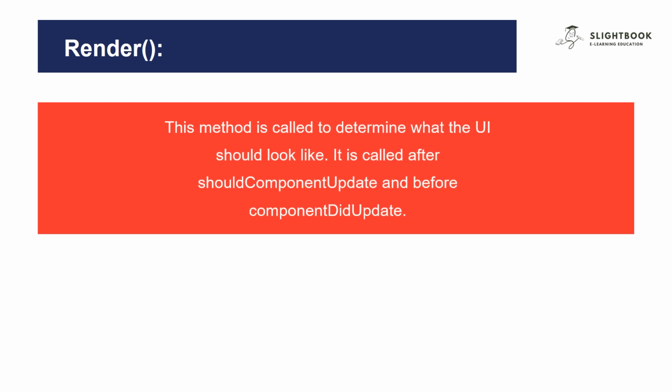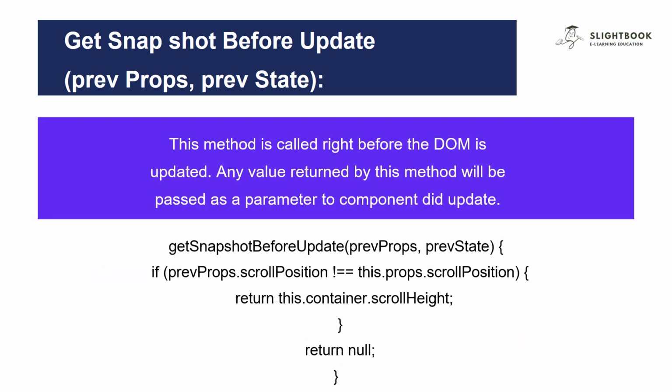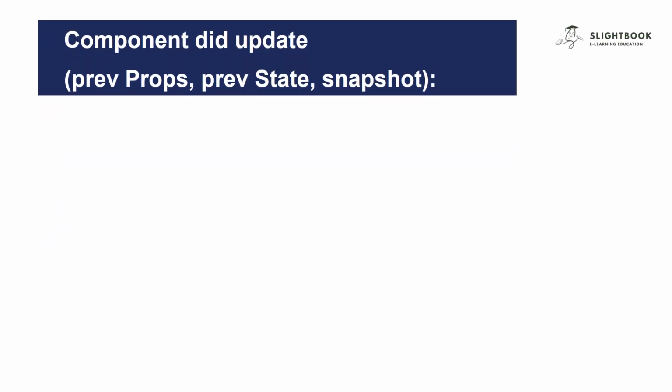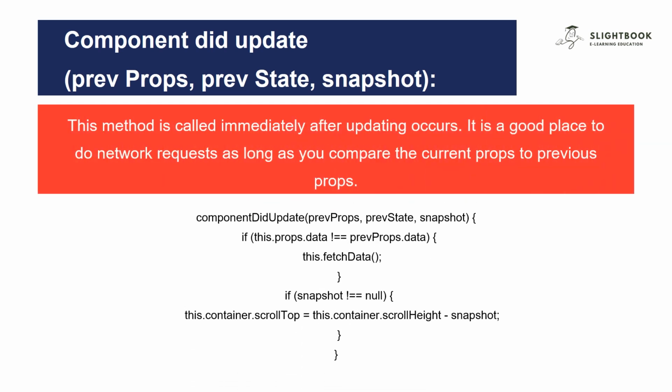Render function. This method is called to determine what the UI should look like. It is called after shouldComponentUpdate and before componentDidUpdate. getSnapshotBeforeUpdate(prevProps, prevState). This method is called right before the DOM is updated. Any value returned by this method will be passed as a parameter to componentDidUpdate. componentDidUpdate(prevProps, prevState, snapshot). This method is called immediately after updating occurs. It is a good place to do network requests as long as you compare the current props to previous props.